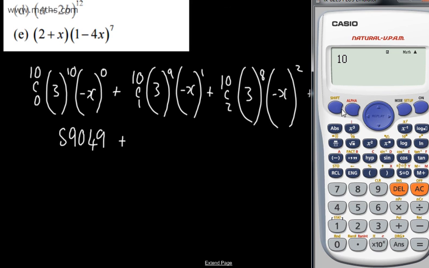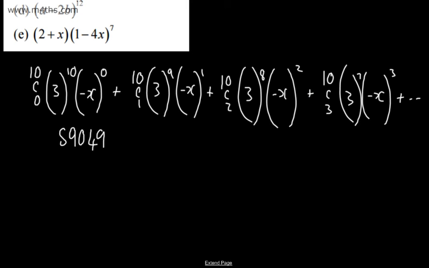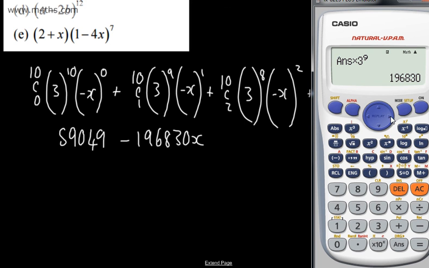Again, if you want to check that, 10 shift 1, that's 10. And then we're going to multiply this by 3 to the power of 9, and that's going to give me 196830. Now, I've put a plus here, but we know that this is going to be negative. So 196830. So let's put that in. So that's a negative 196830x.